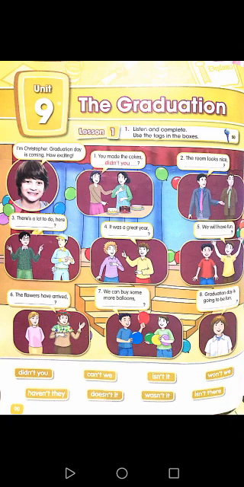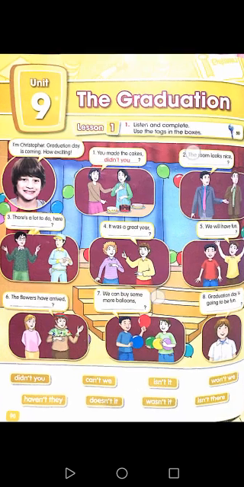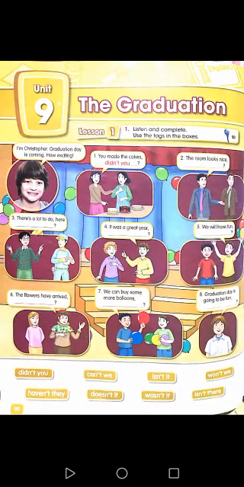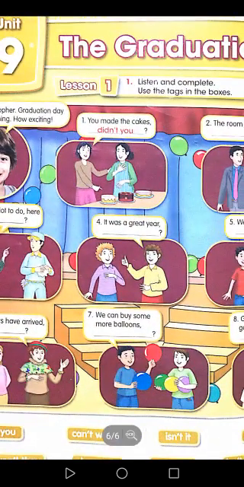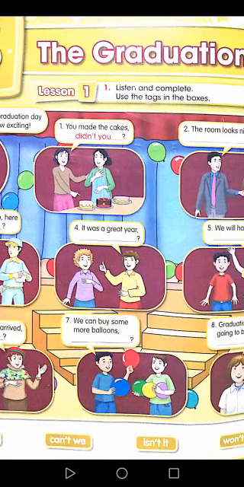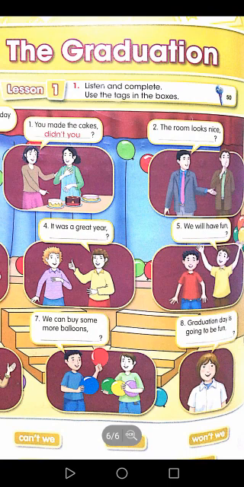We have here 8 bubbles. Now I will talk for you. Please listen, guys, to me. The first one, you made the cakes, didn't you? It's already answered. Number 2, the room looks nice, doesn't it?